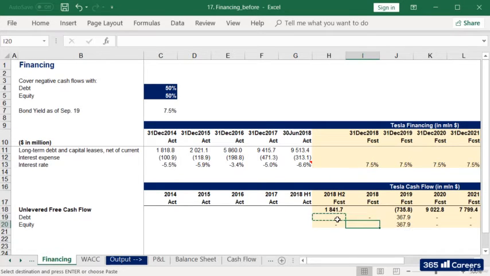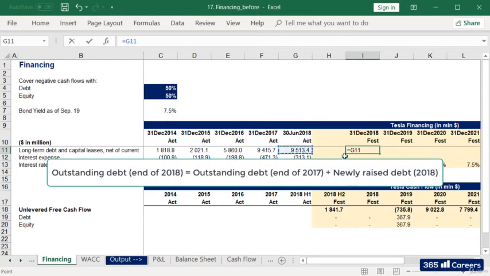and then use that figure to calculate interest expenses. Let's start with the outstanding debt as of the 31st of December, 2018. The outstanding debt at the end of 2018 will be given by the outstanding debt at the end of 2017 plus the newly raised debt during 2018, which is equal to zero.